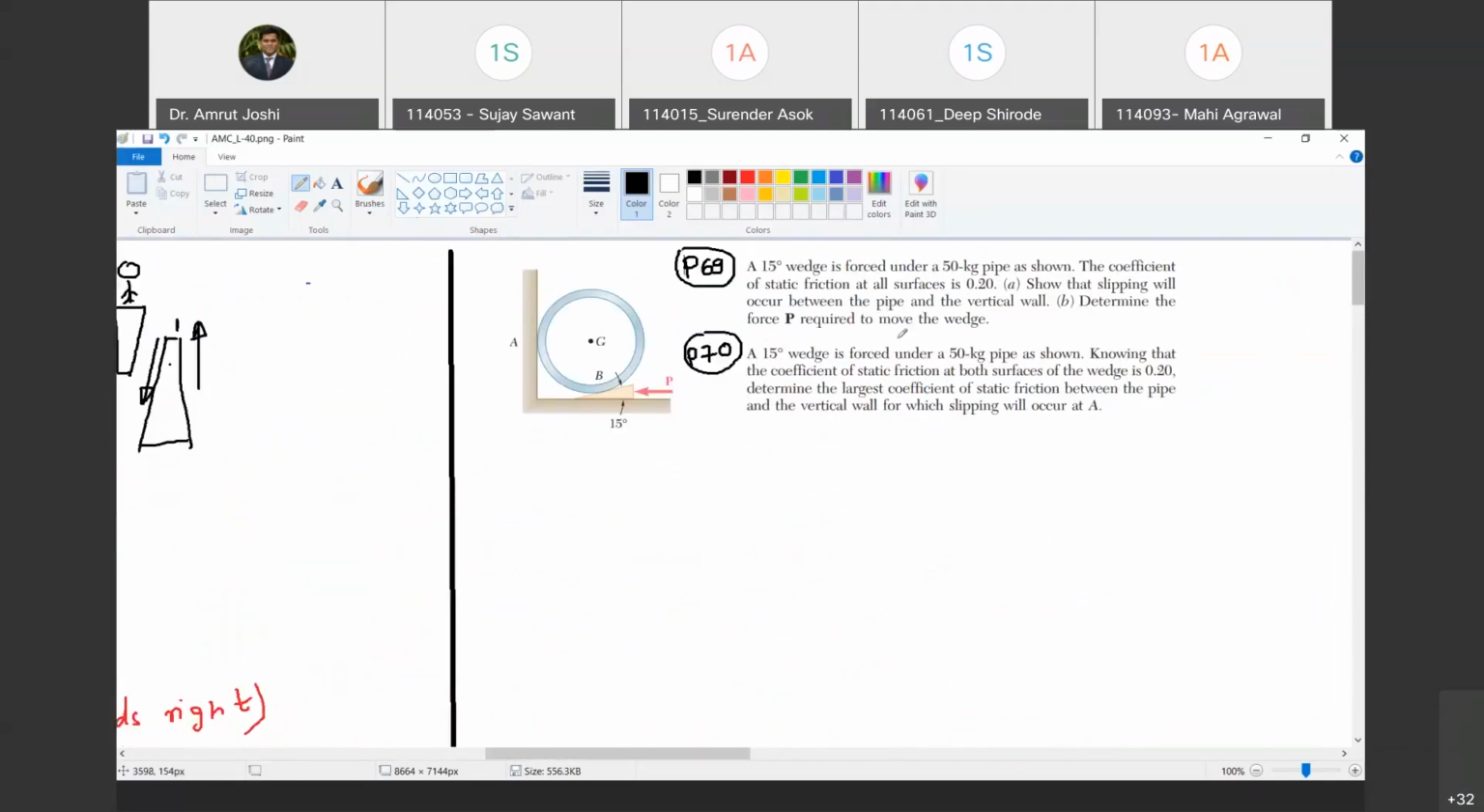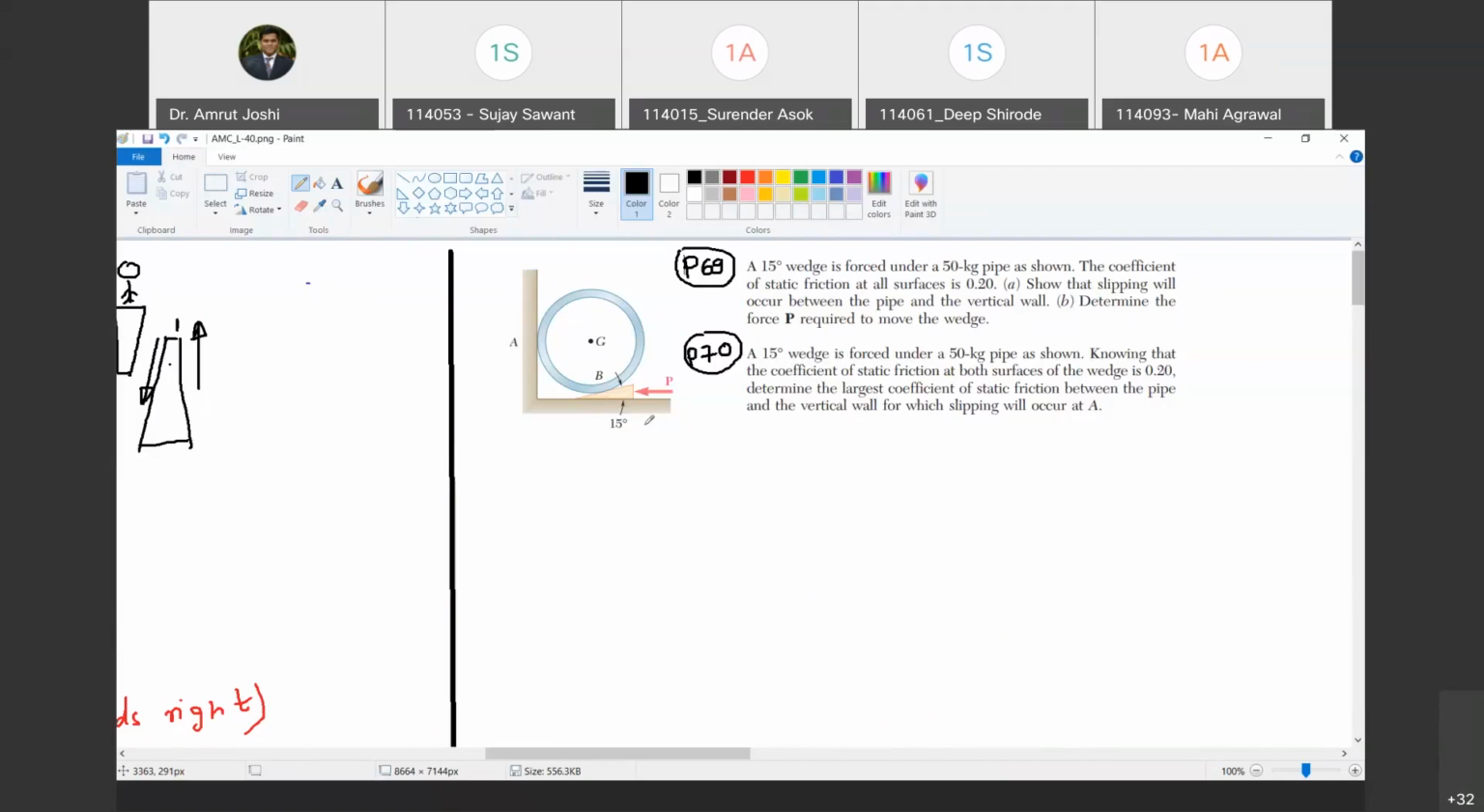There are two problems here based on the same figure. Problem number 69 and problem number 70. Can you read the statement of the first problem? A 15-degree wedge is forced under a 50 kg pipe as shown. The coefficient of static friction at all surfaces is 0.20. A. Show that slipping will occur between the pipe and the vertical wall. B. Determine the force P required to move the wedge.